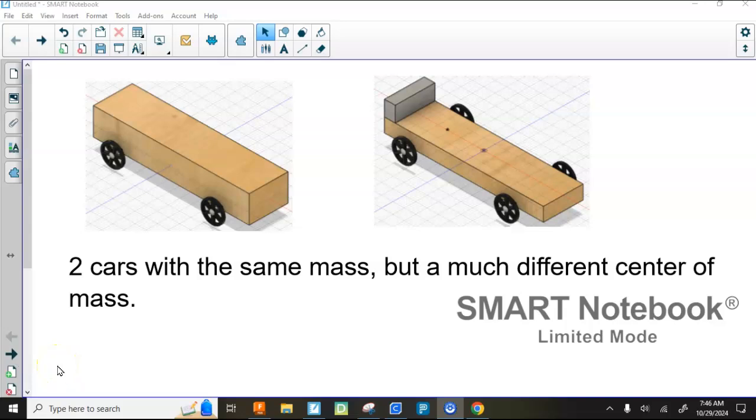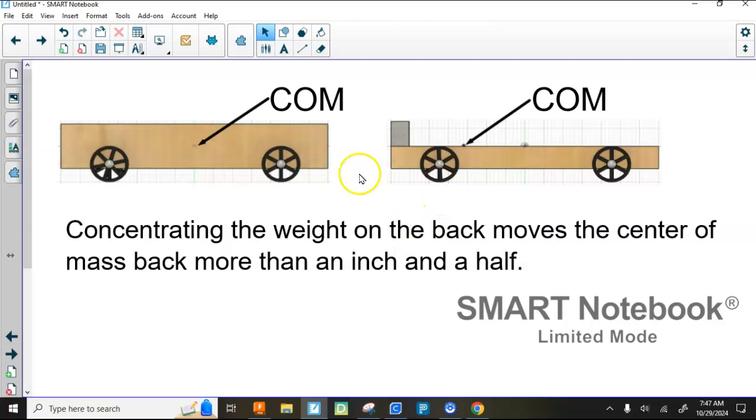Okay guys, I have a simplified version of two cars. The two cars have the exact same mass. One has had a little more than half the wood removed and a steel weight added in the back. That makes for a much different center of mass. If I take a look, the center of mass is pretty much dead center of this wood block.